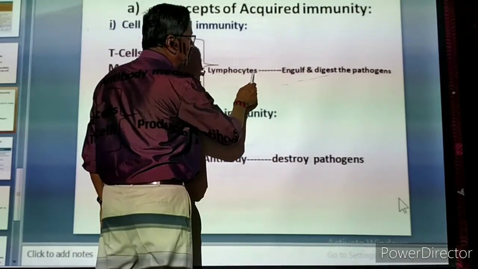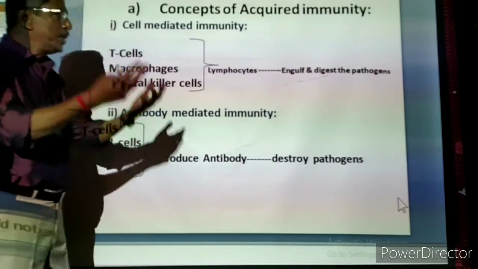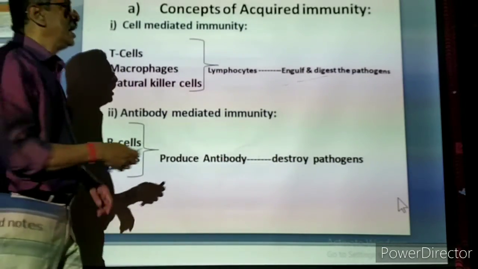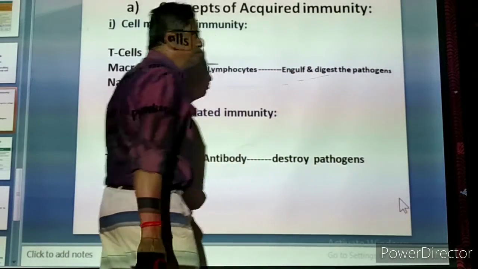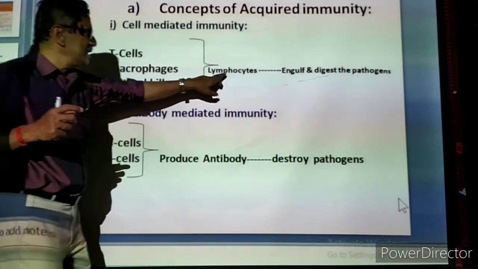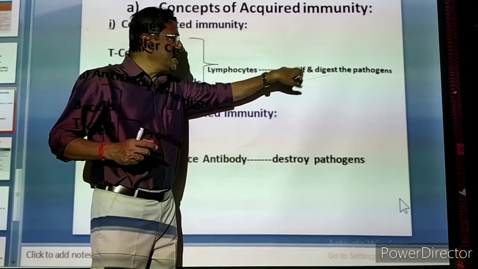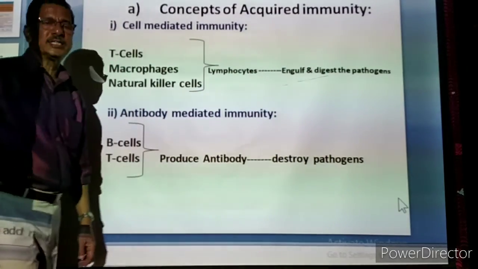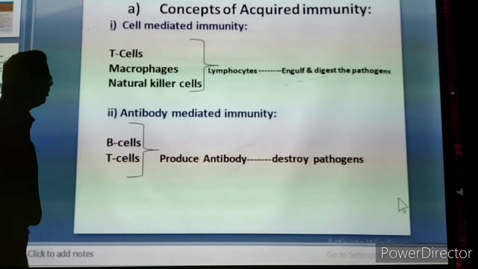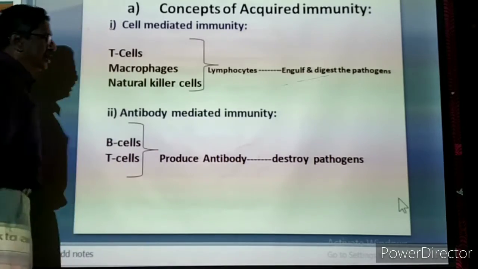Once the lymphocytes are produced in large numbers, the lymphocytes will engulf the microorganism, swallow the microorganism and digest the pathogen. The microorganism will be digested. So the white blood cell, the lymphocyte, is engulfing and digesting the microorganism. That is called cell-mediated immunity.